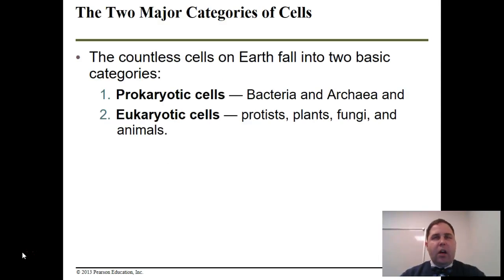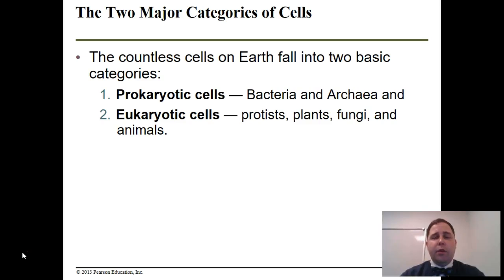When we take all of the organisms on Earth that are made of cells or are cells, we're going to start off by just dividing them into two basic categories. And you probably remember learning about these in class. We have prokaryotic cells and eukaryotic cells. Prokaryotic cells are going to be bacteria and archaea.